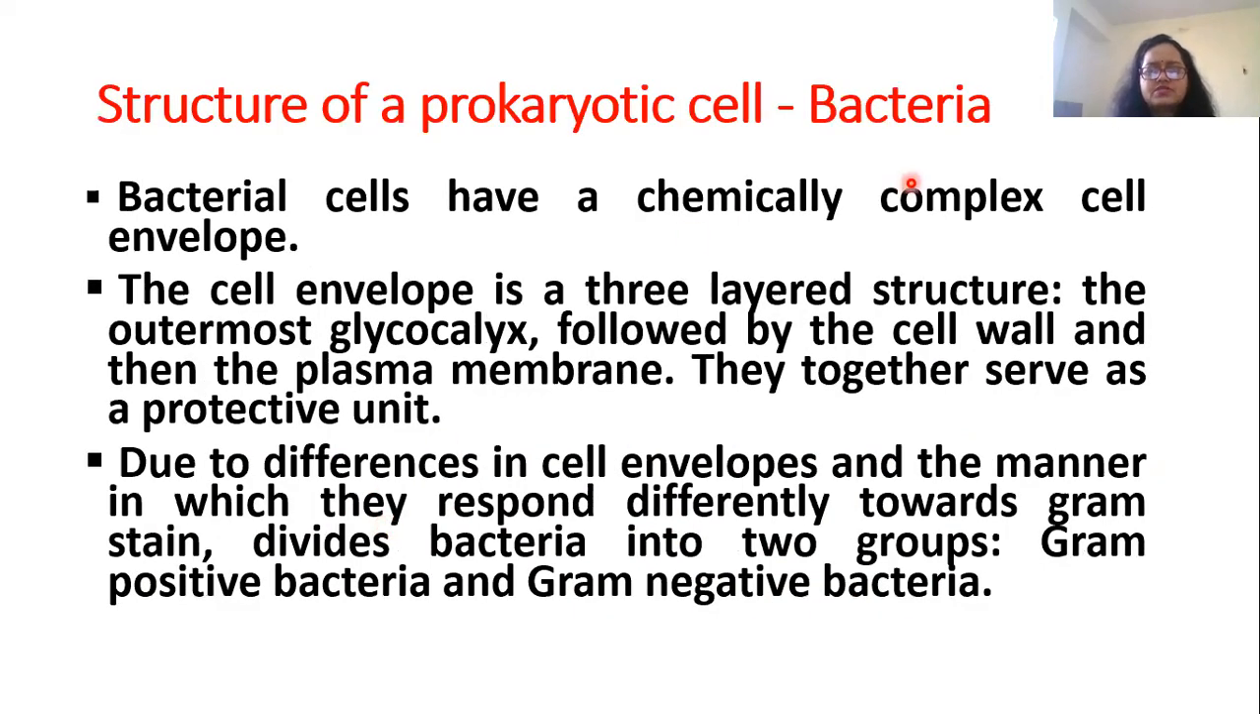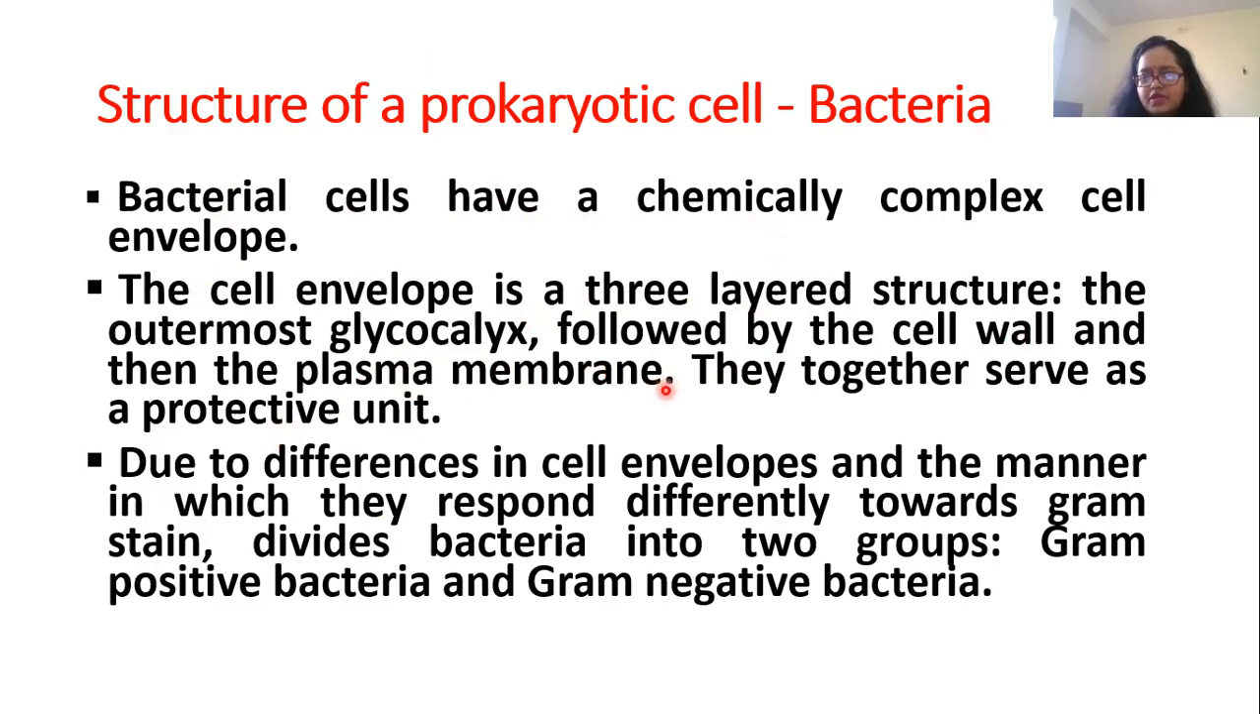Now we will study the structure of a prokaryotic cell taking bacteria as an example. Bacterial cells have a chemically complex cell envelope. In the cell envelope, the cell wall and cell membrane come, and how it is chemically complex we will study. The cell envelope is a 3-layered structure. So how many layers are there? 3 layered. The outermost glycocalyx, followed by the cell wall, and then the plasma membrane.